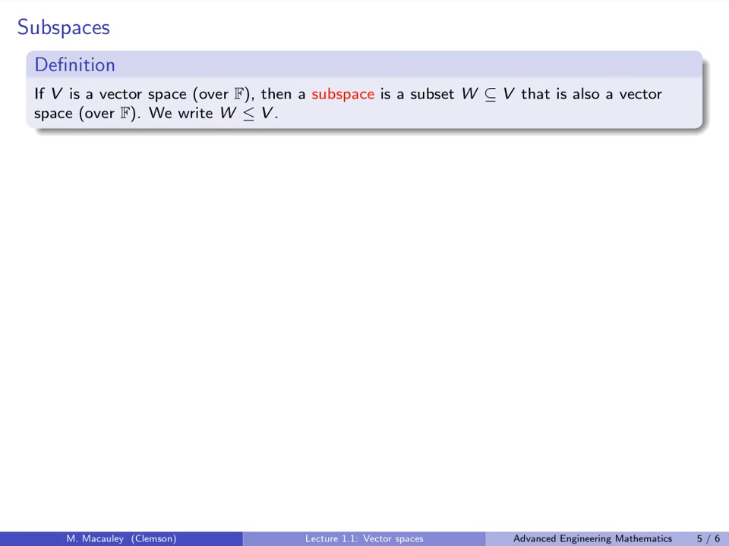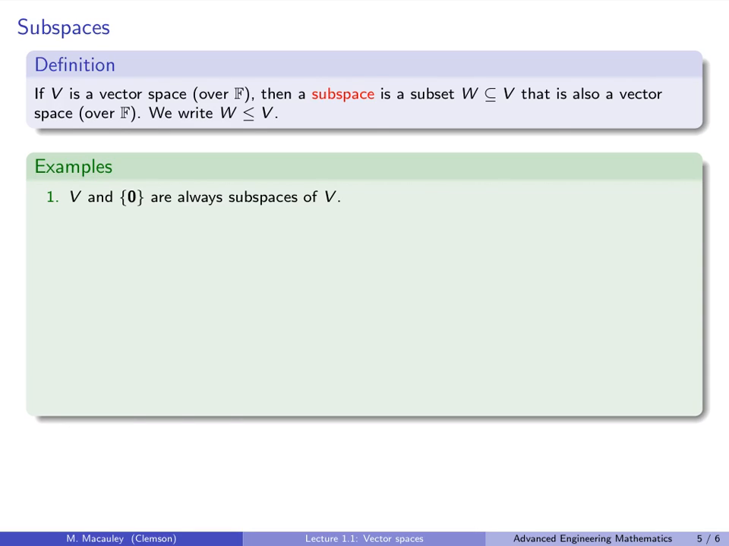If V is a vector space over a field F, then a subspace of V is simply any subset of vectors that is also a vector space in its own right. It has to be over the same field F as well. And we'll sometimes use this less than or equal to symbol to denote that W is a subspace of V.